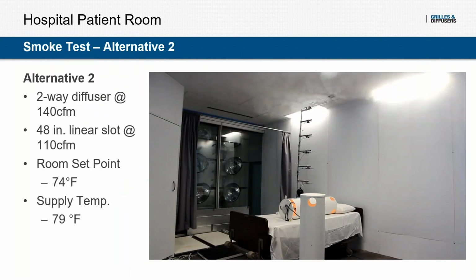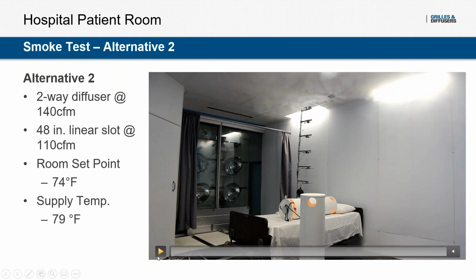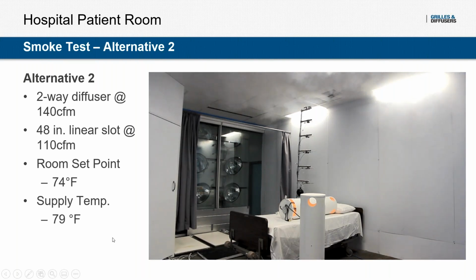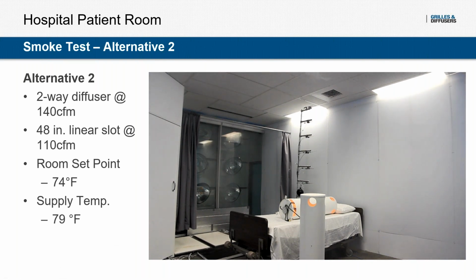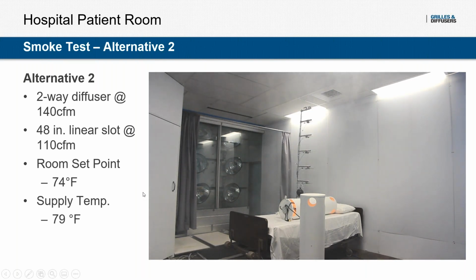So let's see now what happens when, instead of using a 3-way diffuser, we use a 2-way diffuser, as well as a linear slot diffuser. Here we still have that 250 CFM, but we've just split it between our ceiling diffuser and our slot diffuser. We have again the same room set point and supply temperature. We can see that the corner diffuser does a good job at conditioning the interior spaces, while the slot diffuser does a good job at conditioning just the area around the window.